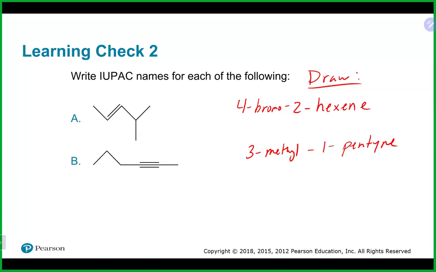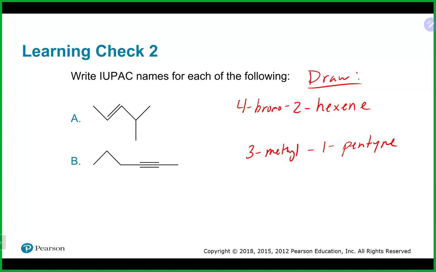All right, guys, on the left there are some names, and on the right there are some structures. Let's see what you come up with. Okay, let's take a look, see how you're doing.